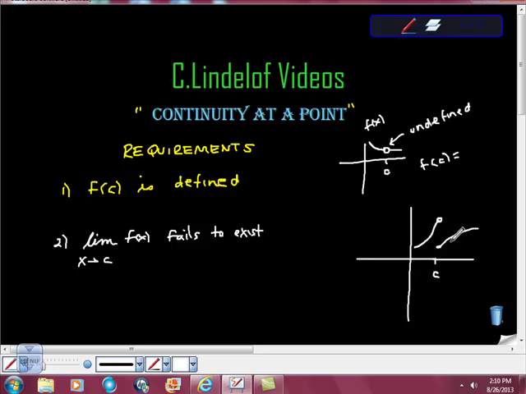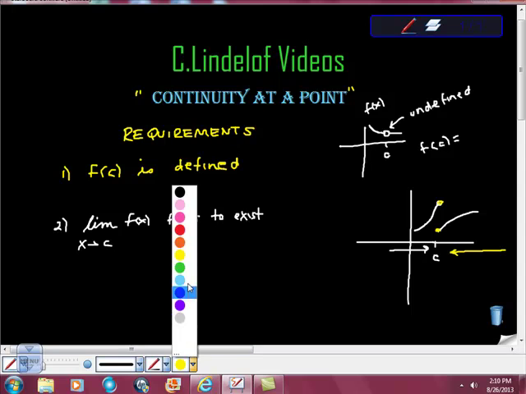The limit of f of x as x approaches c doesn't exist. Why? Let's approach c from this side. As we move this way from the left-hand side, our height is approaching this spot right here. But as we approach from the other side, as we get closer to c, our height is this one. So the limit fails to exist. Remember, a limit requires that the height of the function approach a specific height.